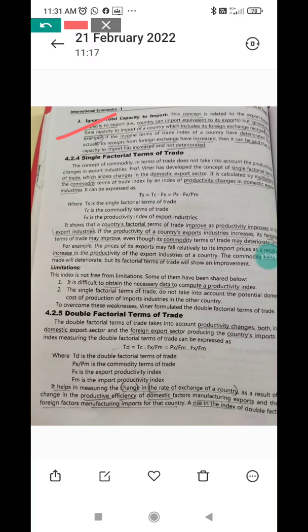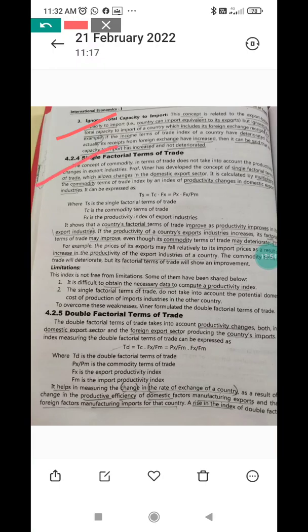For example, if the income terms of trade index of a country has deteriorated, but actually its receipts from foreign exchange have increased, then it can be said that its capacity to import has increased and not deteriorated. So what did they say? If foreign exchange receipts have increased, it is said that the capacity to import has increased, not deteriorated. So it ignores the total capacity to import.